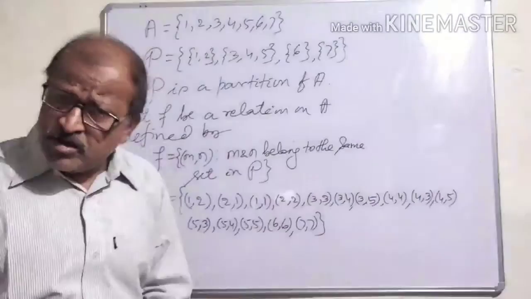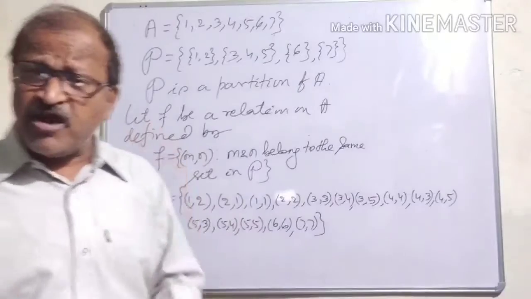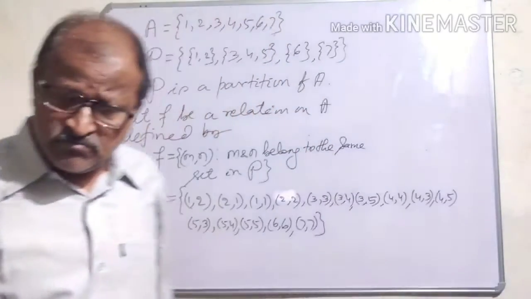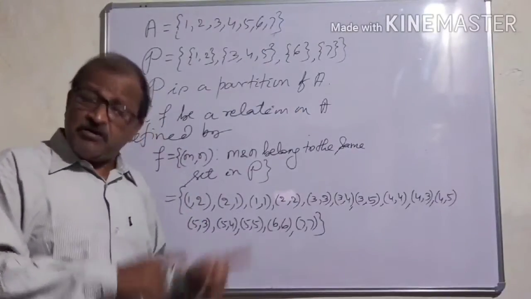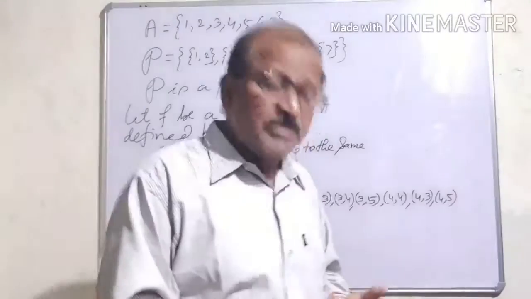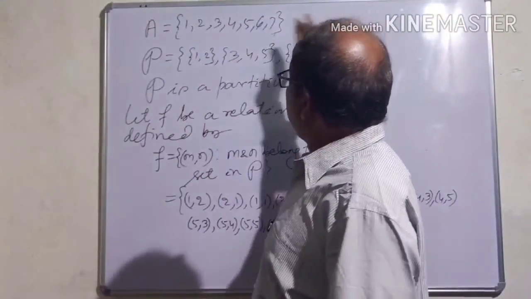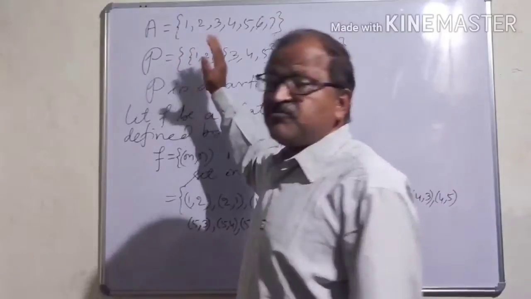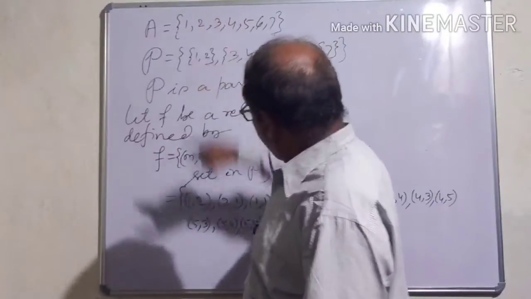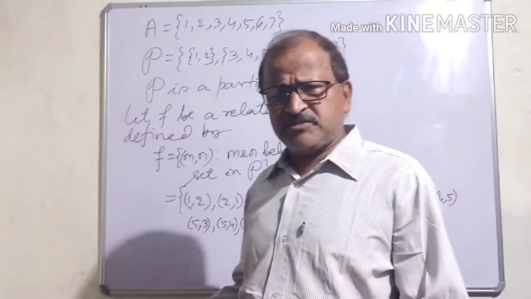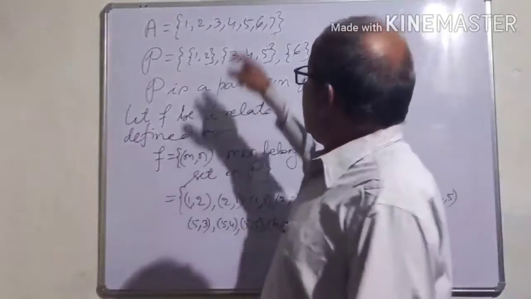So, according to our definition, we cannot relate 1 with 3, 1 with 4, 1 with 5, 1 with 6, 1 with 7. Why? Our definition says, if m and n are in the same set, then m will be related to n. So here, 1 cannot be related to any other element of A except 1 and 2. Clear? Now similarly for 2: 1 and 2 are in the same set, so 2 is related to 2, and 2 is also related to 1. Now come to 3.